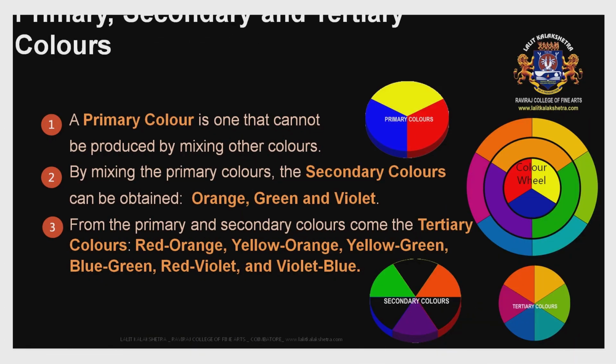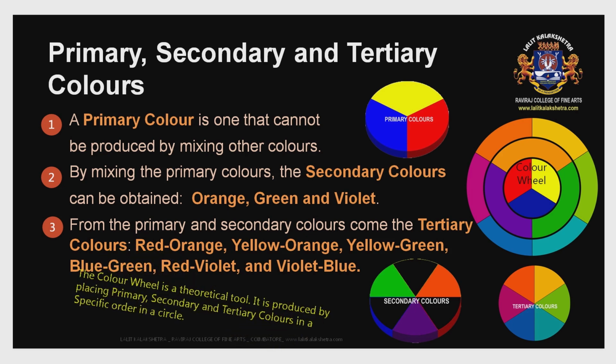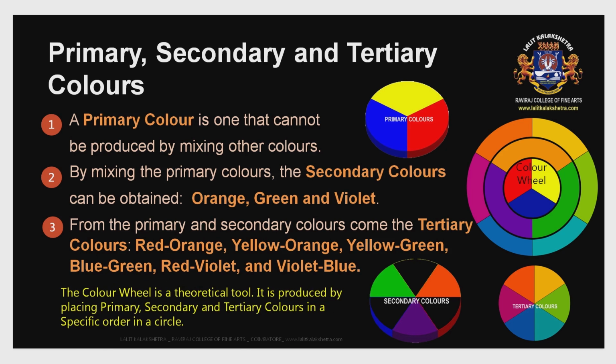Primary, secondary, and tertiary colors. A primary color is one that cannot be produced by mixing other colors. By mixing the primary colors, the secondary colors can be obtained: orange, green, and violet. From the primary and secondary colors come the tertiary colors: red-orange, yellow-orange, yellow-green, blue-green, red-violet, and violet-blue. The color wheel is a theoretical tool. It is produced by placing primary, secondary and tertiary colors in a specific order in a circle.